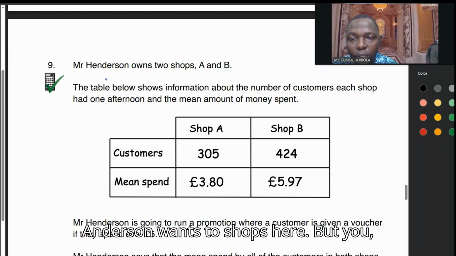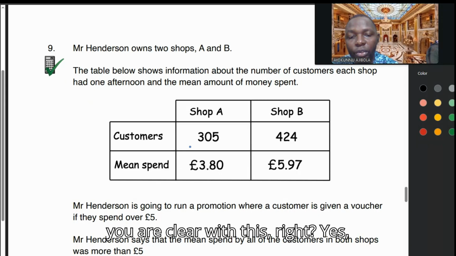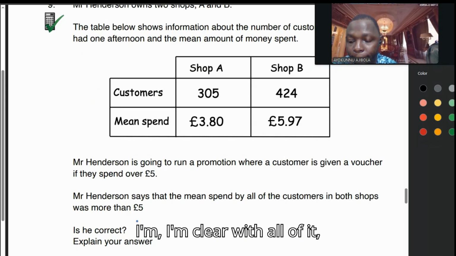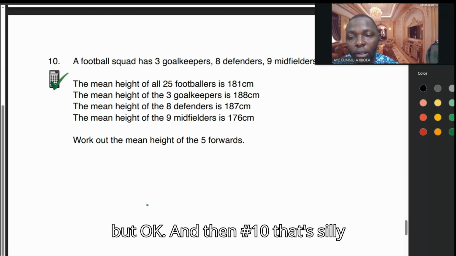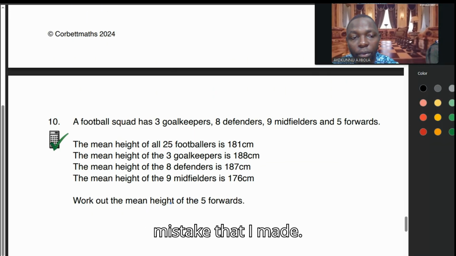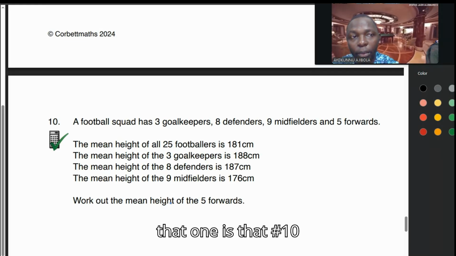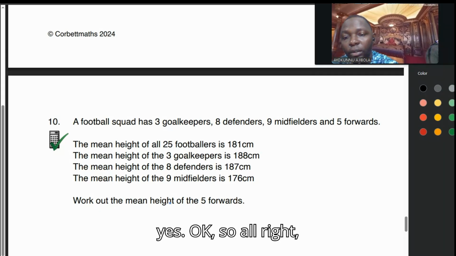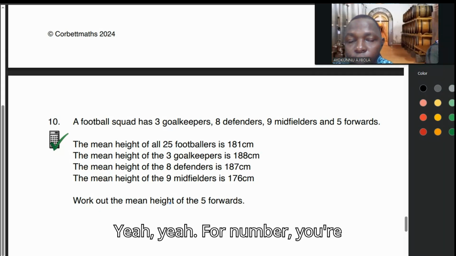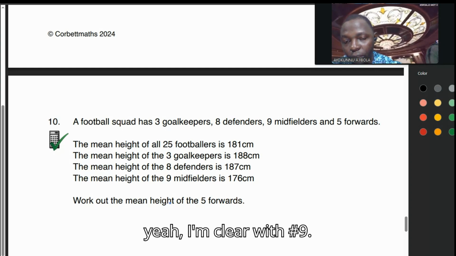It said Mr. Anderson owns two shops A and B. But you're clear with this, right? Yes, I'm clear with all of it, and number 10 just had a silly mistake that I made. I just got it out of the mark guide for that one. So you're clear with number 9? Yes, I'm clear with number 9.